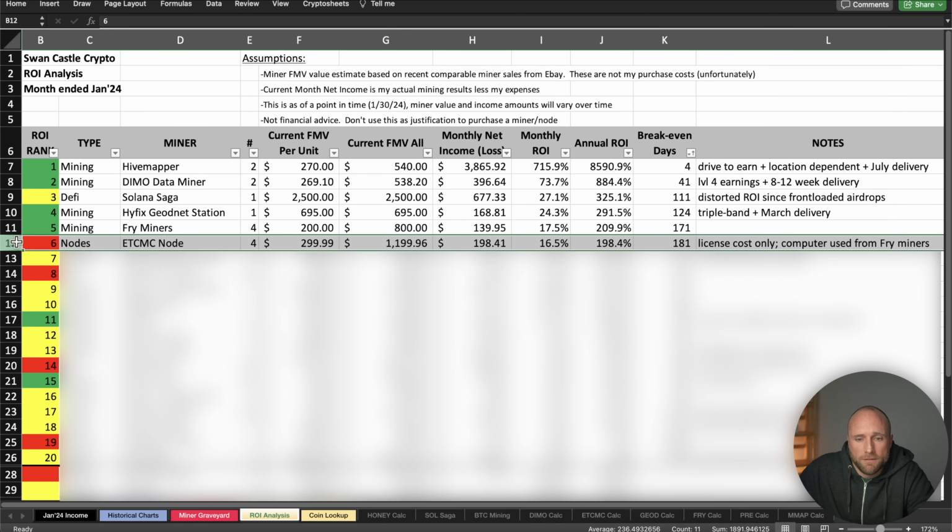Number six, ETCMC nodes. I personally would stay away from this project at this point. I think the selling pressure that you're going to be seeing on this token over time with all these people cashing out their nodes, I would stay away at this point.